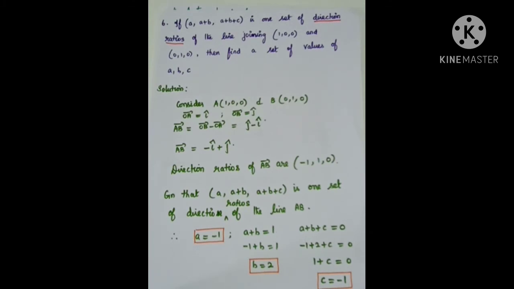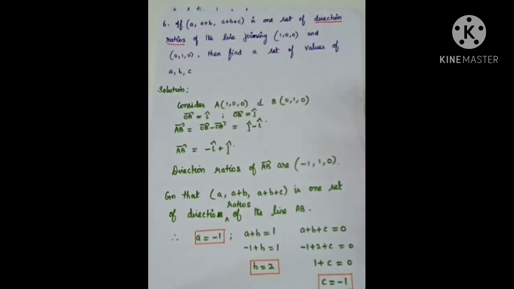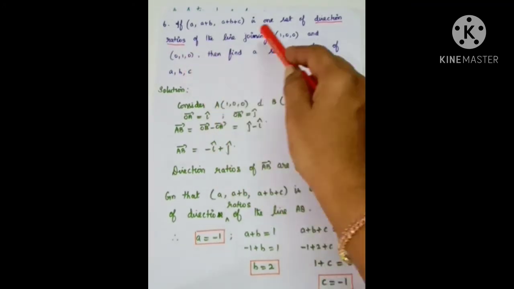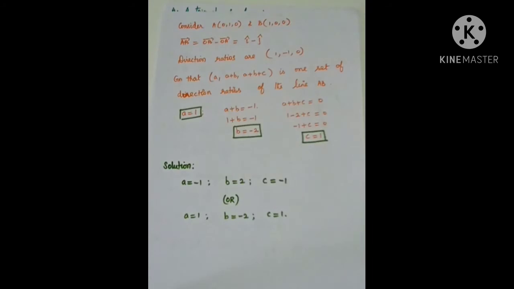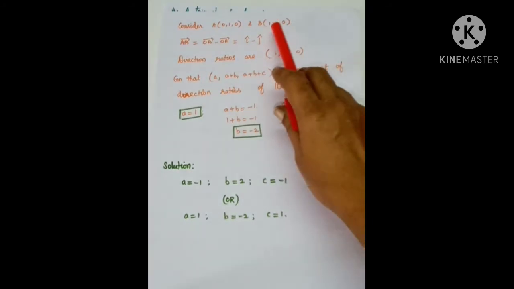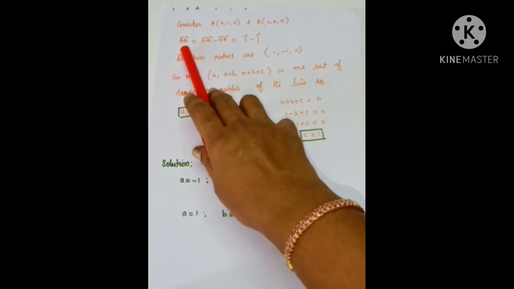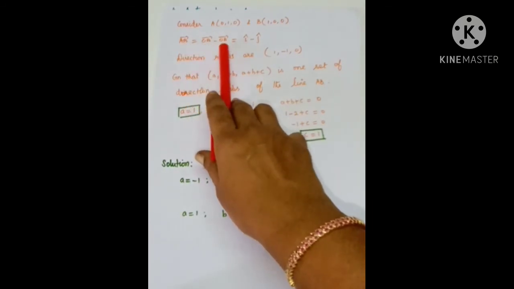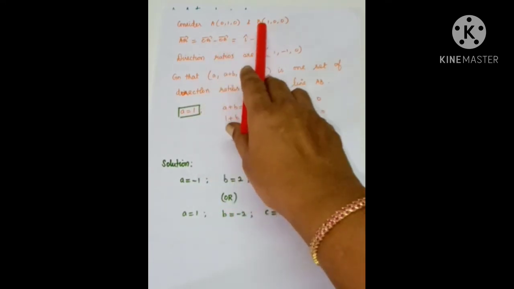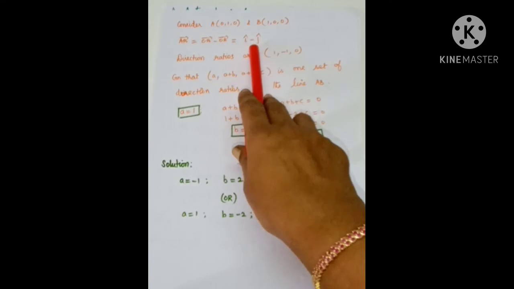Suppose here they didn't mention which is A and which is B. If you interchange and take this as A and this as B, so 0, 1, 0 as A and the first point as B. How can you write your AB vector? The same way, OB vector minus OA vector. So what is the OB vector? That is i cap minus j cap.